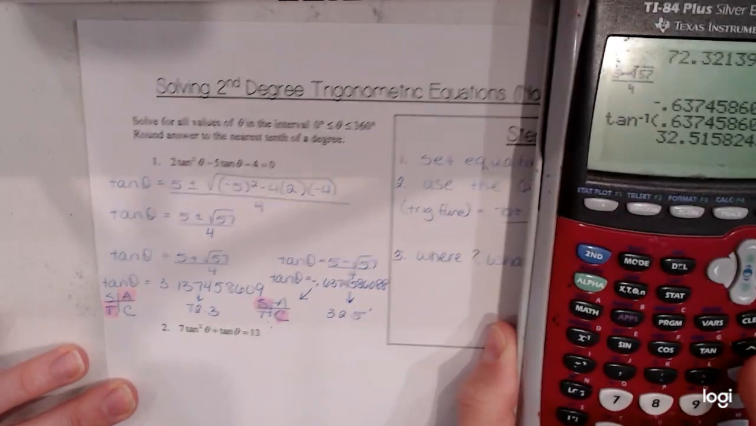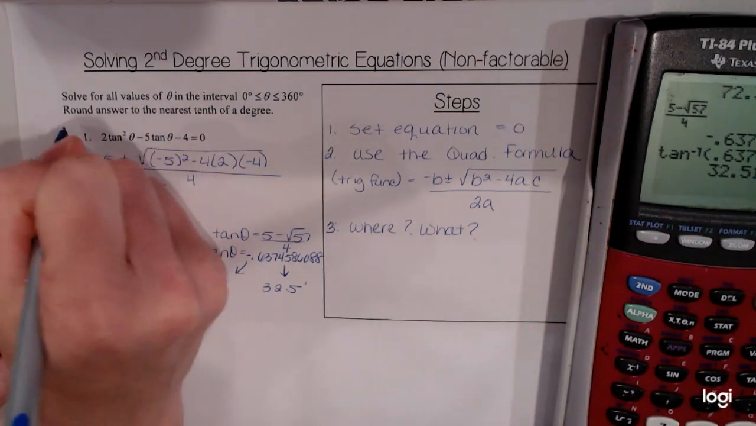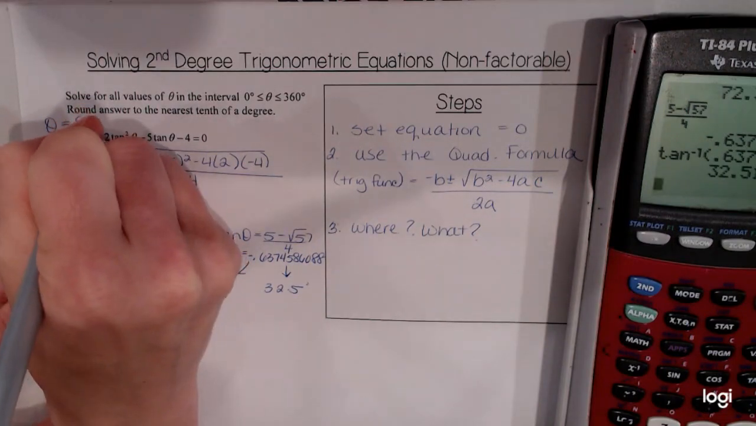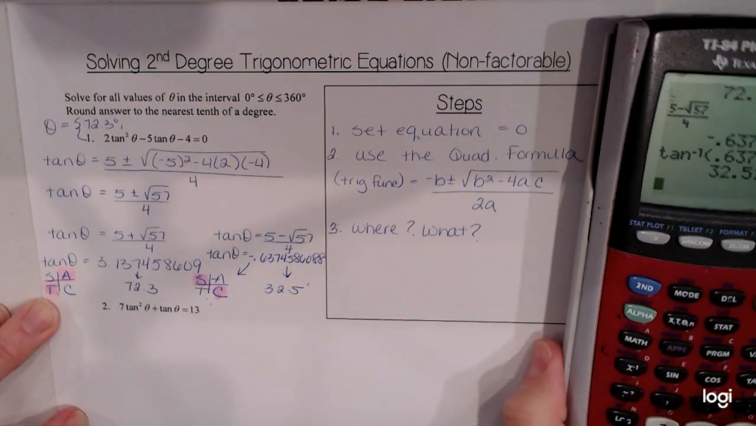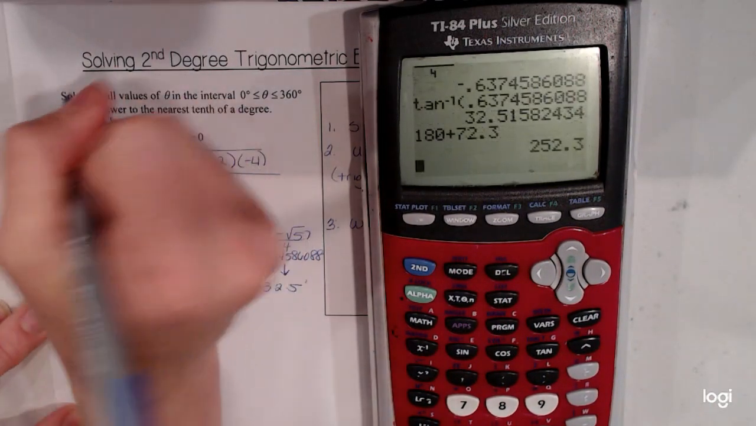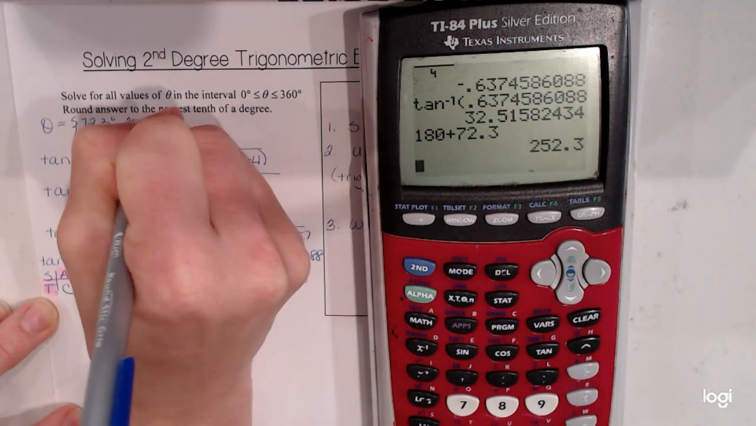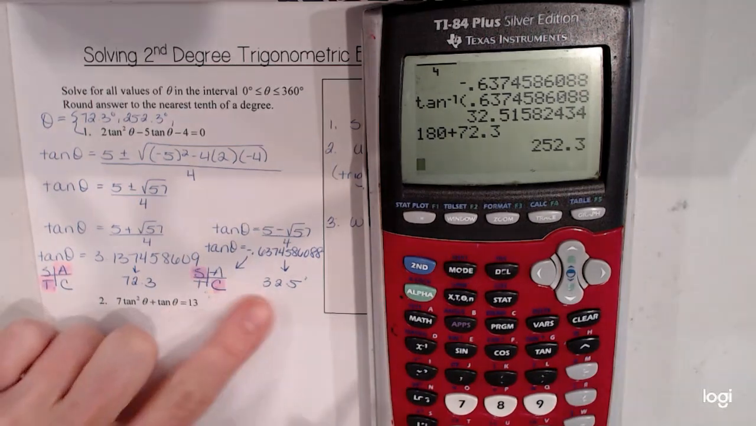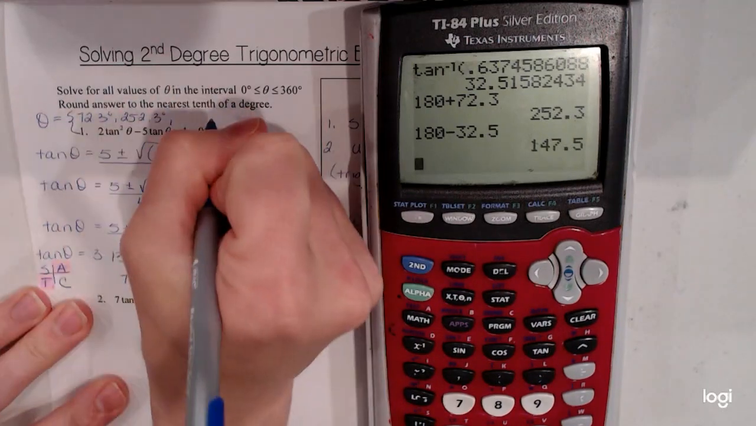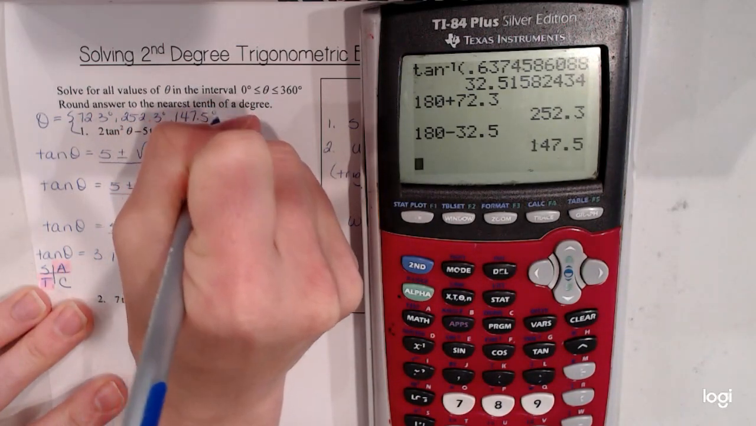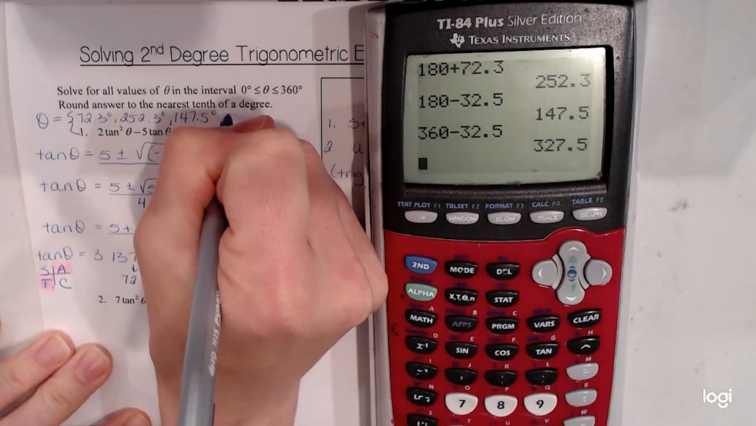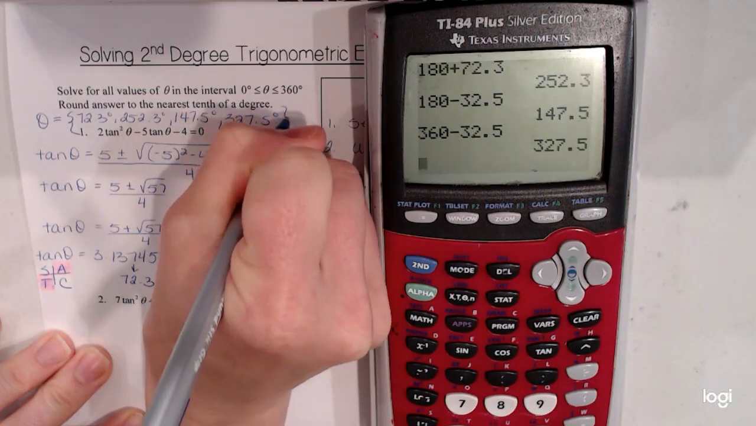So putting our answer into all the quadrants, I'm going to write my answer up here. Theta equals, so 72.3 in quadrant 1 is 72.3. In quadrant 3, it's 180 plus 72.3. That gives us 252.3. 32.5 in quadrant 2 is 180 minus 32.5, which is 147.5. And 360 minus 32.5 in quadrant 4 is 327.5.